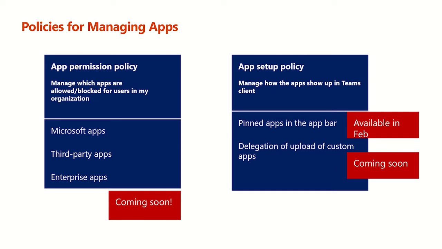There are two kinds of policies that we will discuss here: the app permission policy and the app setup policy. Let's start out with the app permission policy. The app permission policy allows the global admin to manage what apps are allowed or blocked for specific users in an organization. Here are some screenshots to give you a sneak peek of what this will look like.